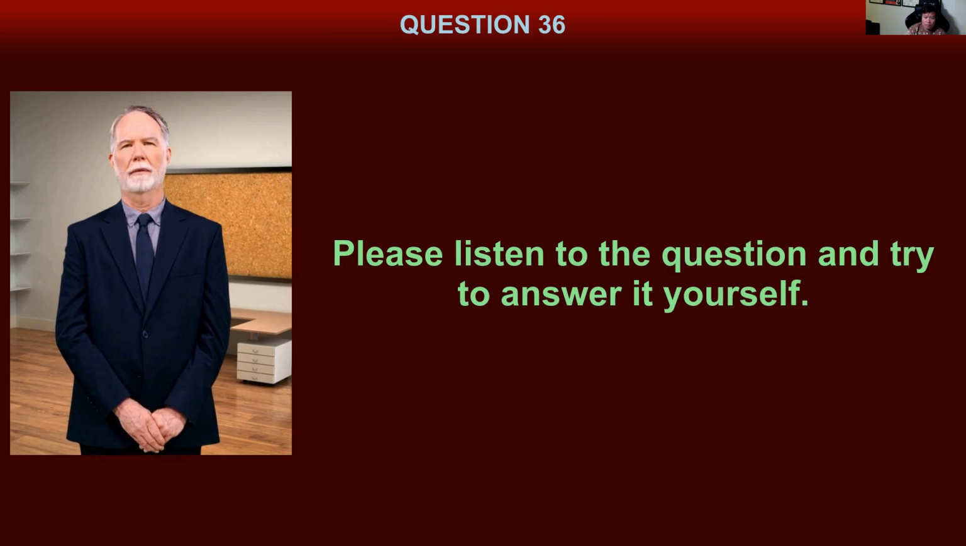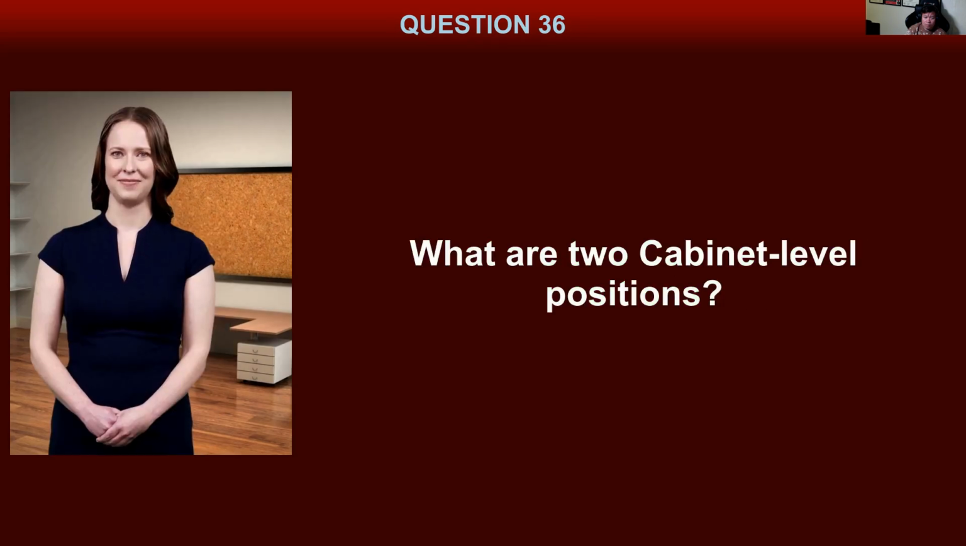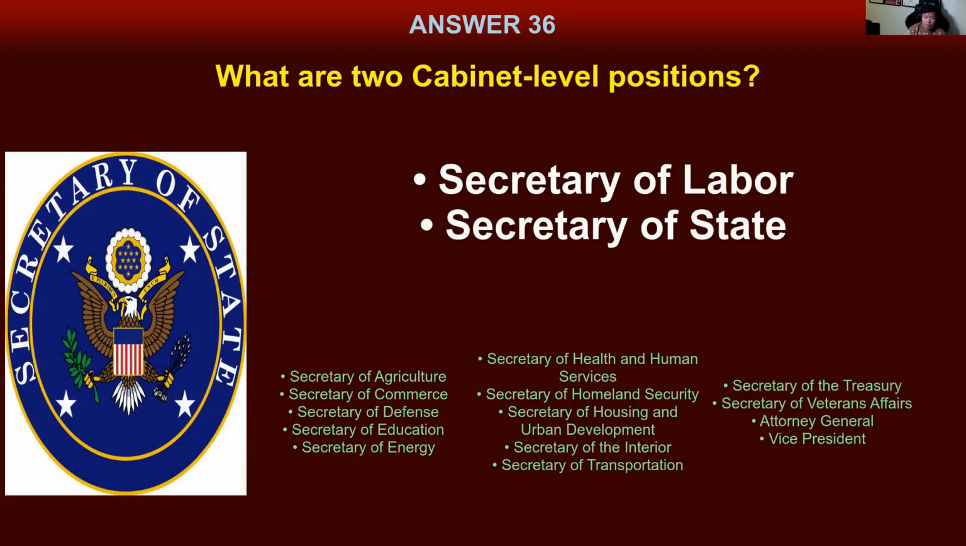What are two cabinet level positions? Secretary of Labor, Secretary of State.